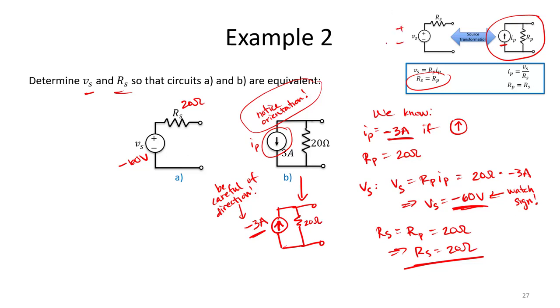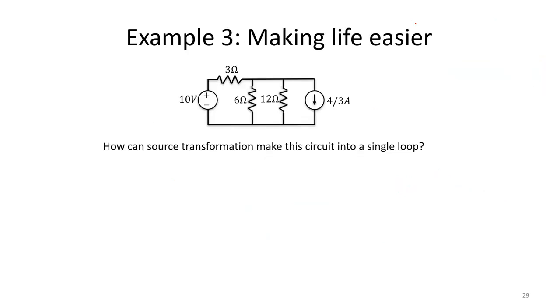Notice you want the polarity to be oriented with positive facing up, and you want the current arrow to be pointing upward. If your directions are opposite that, then make sure you multiply by -1 to account for the opposite orientation. All right, let's try one more example here.